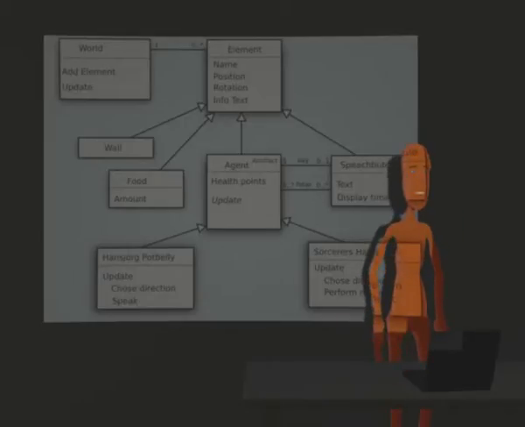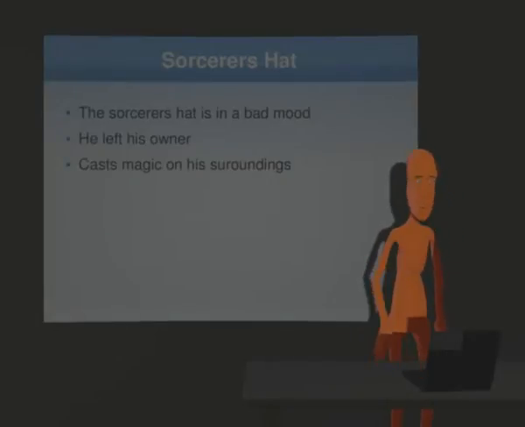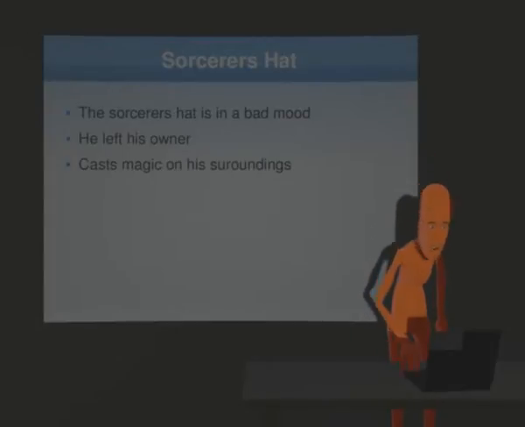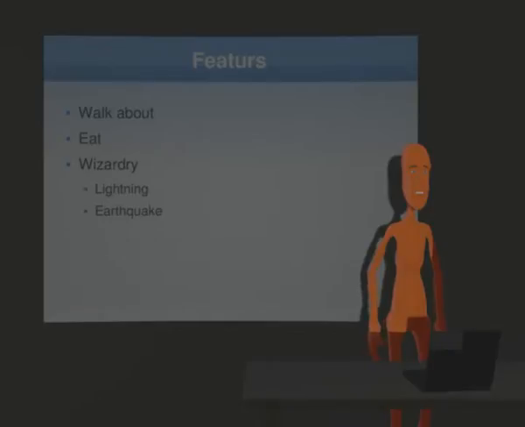The behavior of the agents is implemented in a state-driven manner. Hans Jauer and Potbelly searches for food when he is in a hungry state, eats when he has found food, and speaks greetings when he is in a good mood and curses when he is not. The Sorcerer's Hat works in a similar manner. It walks around, eats, and casts magic on his surrounding elements in the form of lightning strikes and earthquakes. The interesting part is, of course, how this magic works.